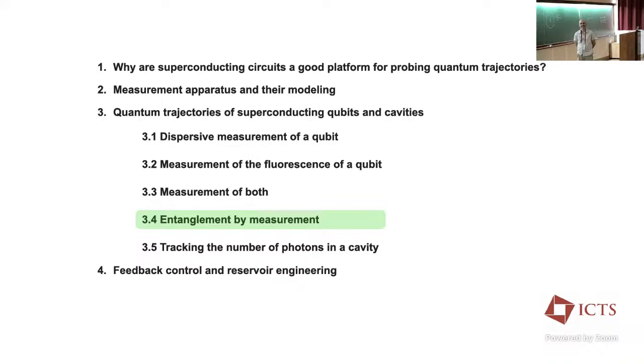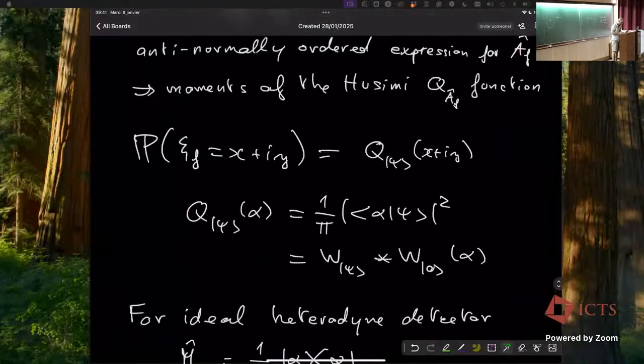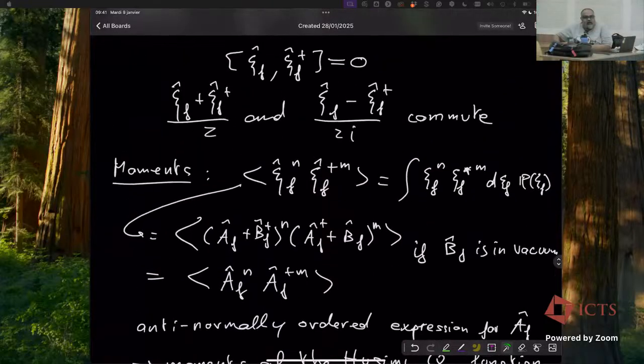Sorry, I just want to go back to point number 2, which is this measurement apparatus. You had shown us this model which basically involved these two harmonic modes with very strong damping. Yes. So Benjamin, this reminds me a lot of sideband cooling.